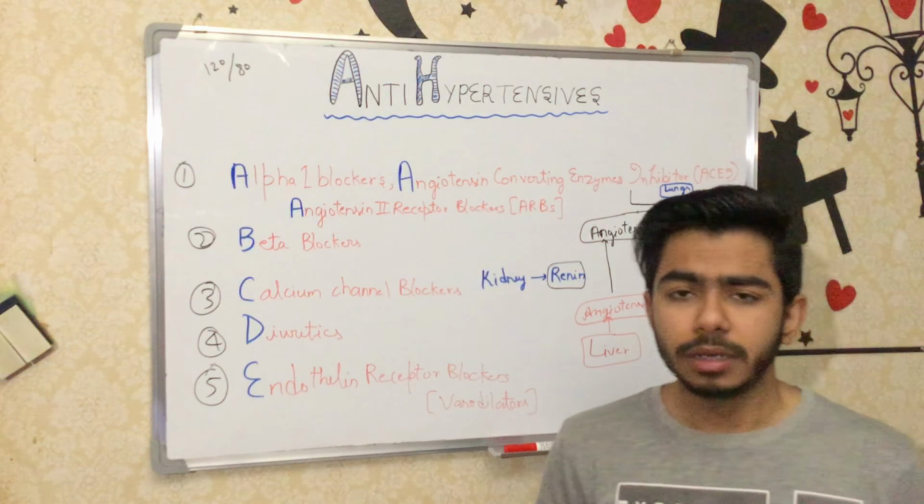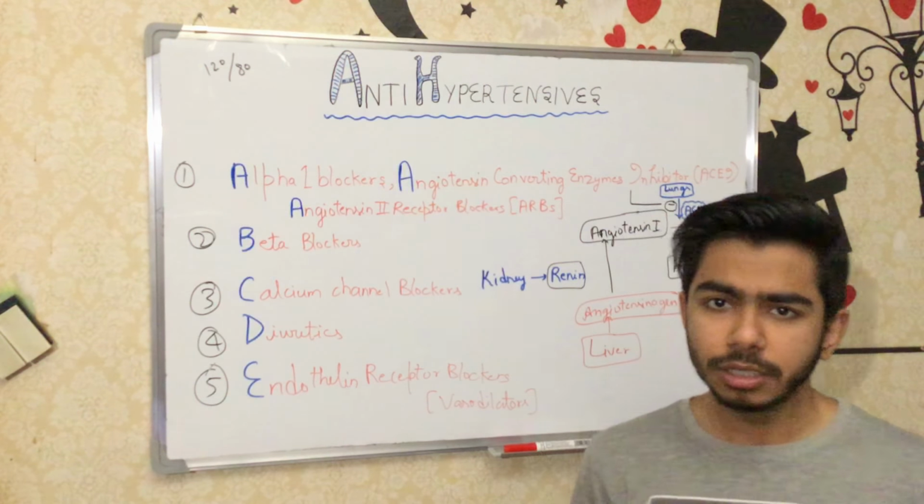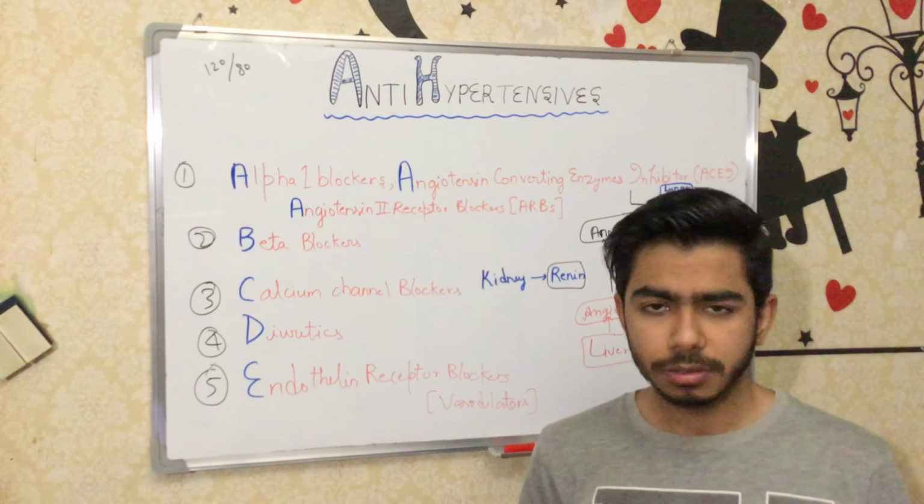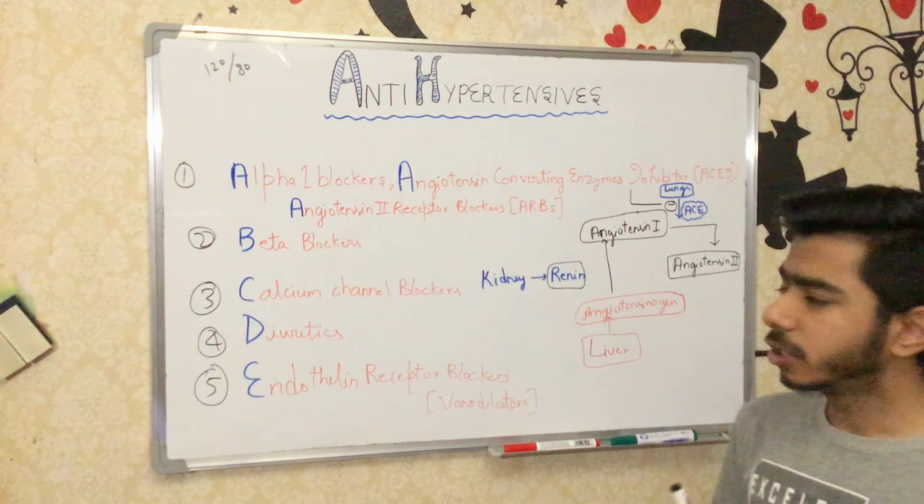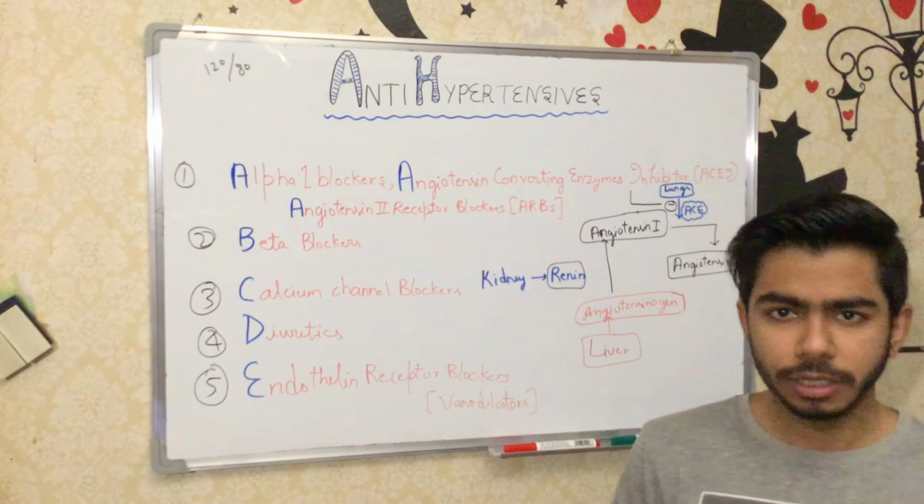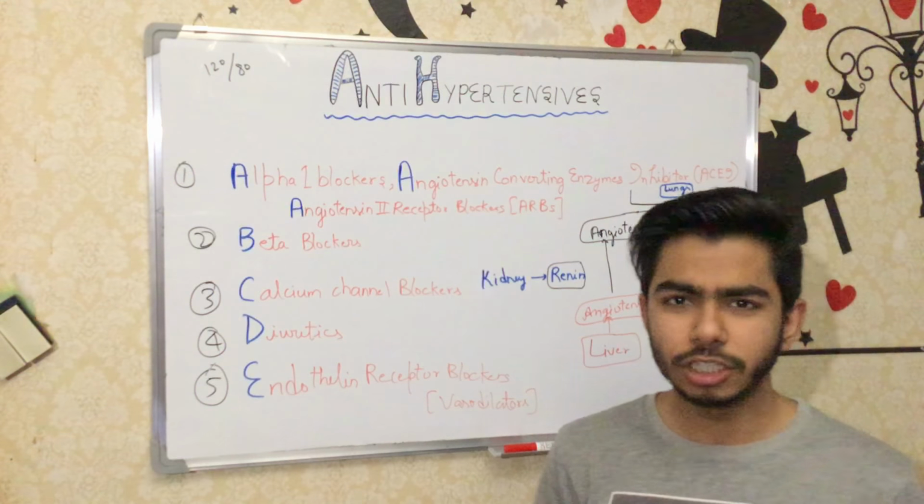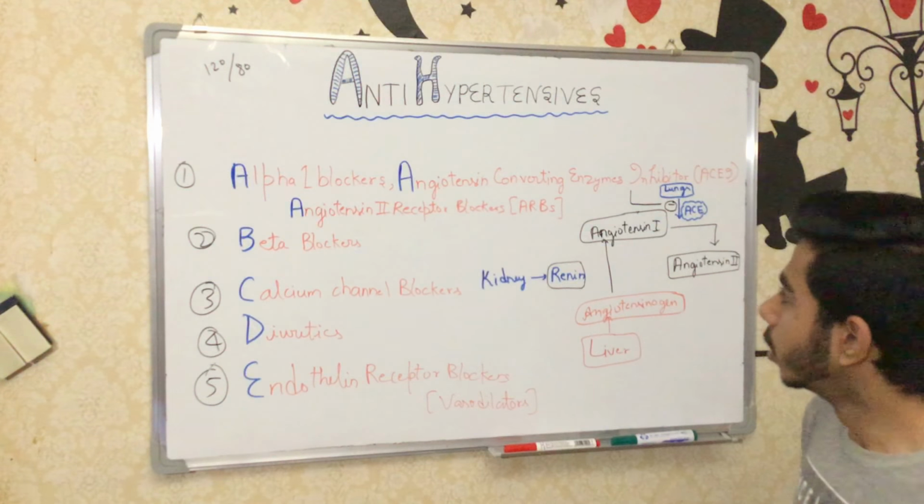The contraindication is pregnant ladies. In pregnancy, we must not give the angiotensin converting enzyme inhibitors because they have teratogenic effects that can lead to various kinds of problems in the fetus.